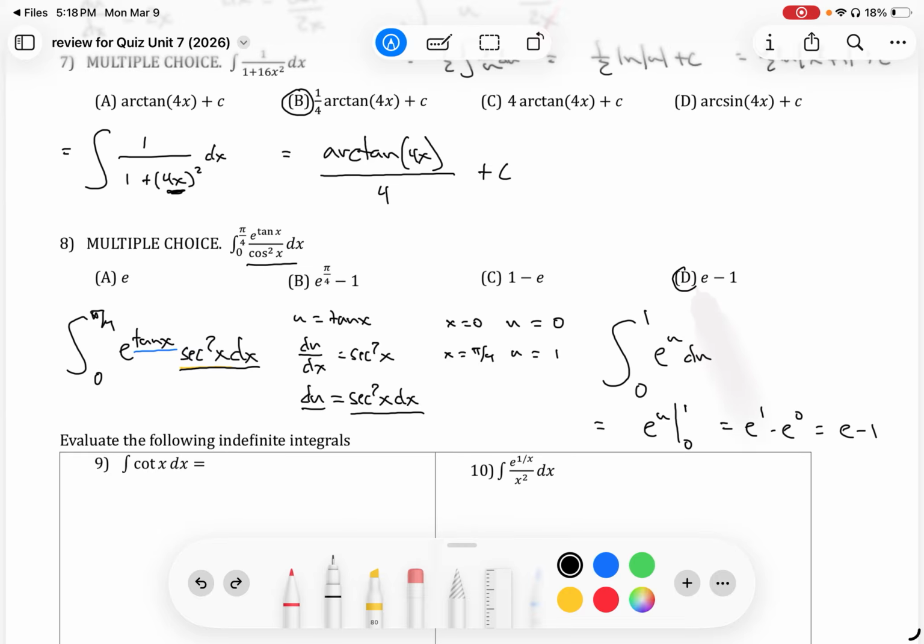So I end up with D for my final answer there.